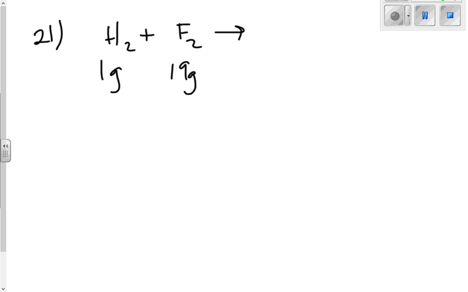Let's look at number 21. And that's again on page 76. If 1 gram of hydrogen reacts completely with 19 grams of fluorine, so those are my reactants, what is the percent by mass of hydrogen in the compound that is formed? So we don't know, they don't give us the name of the compound that's formed, but I'm pretty sure it'd be hydrogen fluoride there.